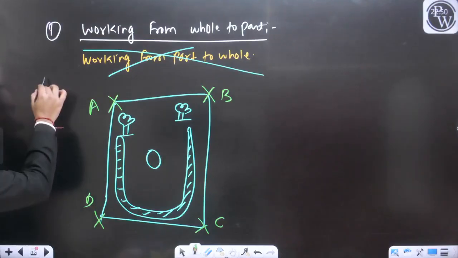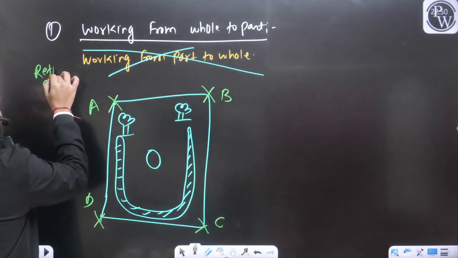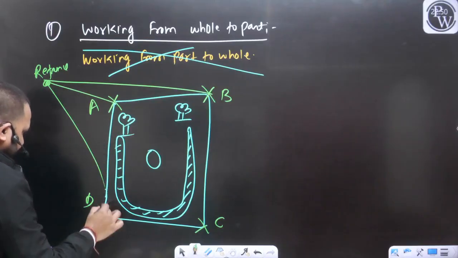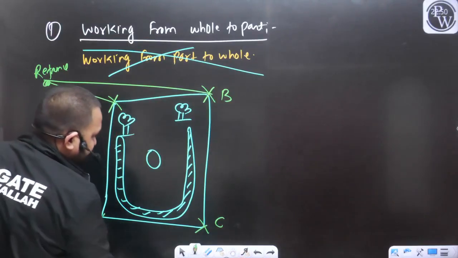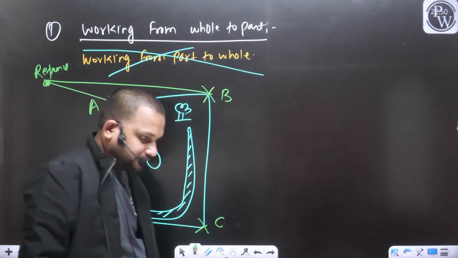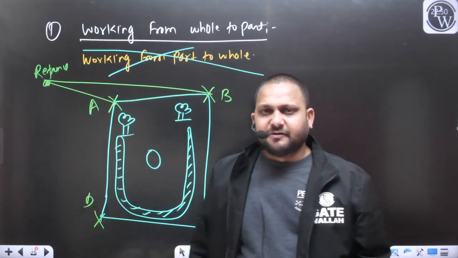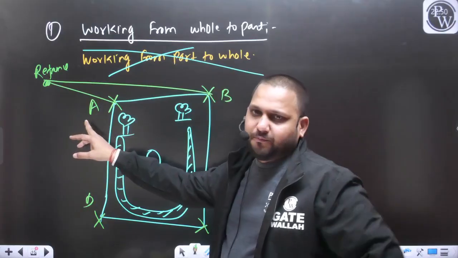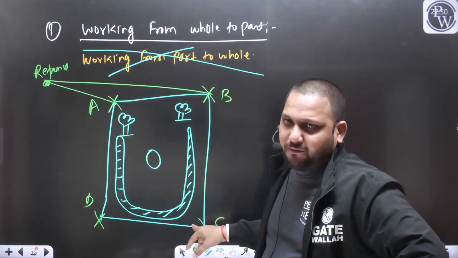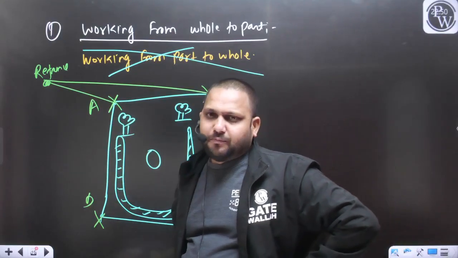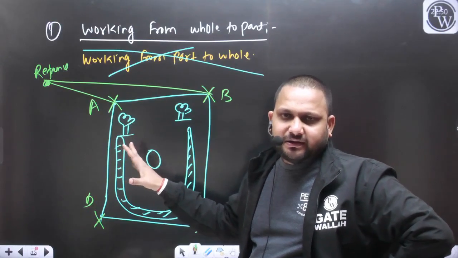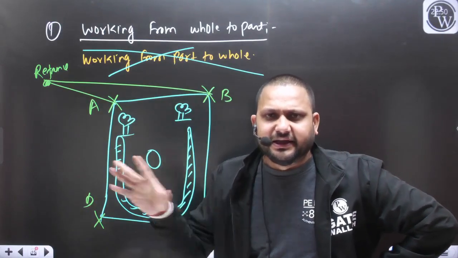So let's say there is a reference point, and with the help of this reference point, first I need to define the position of all the boundary points A, B, C, D accurately. If I can define the position of point A, I can define the position of point B, point C, and point D. Once I have defined all these positions, can I say I have defined this area as a whole?